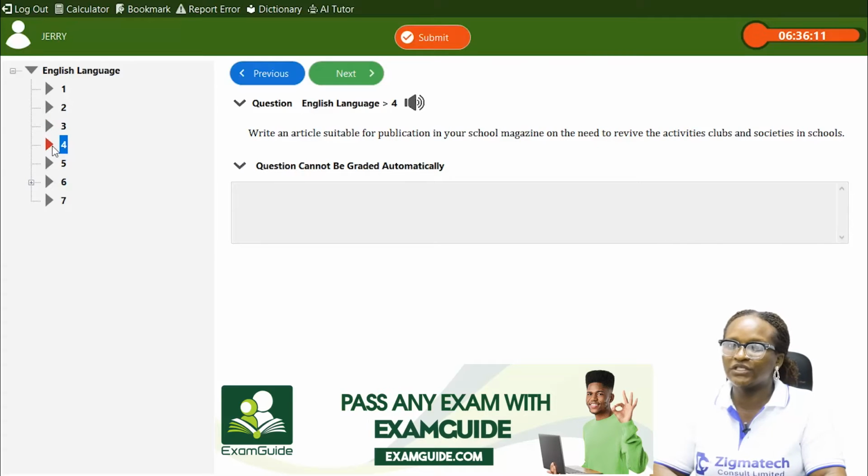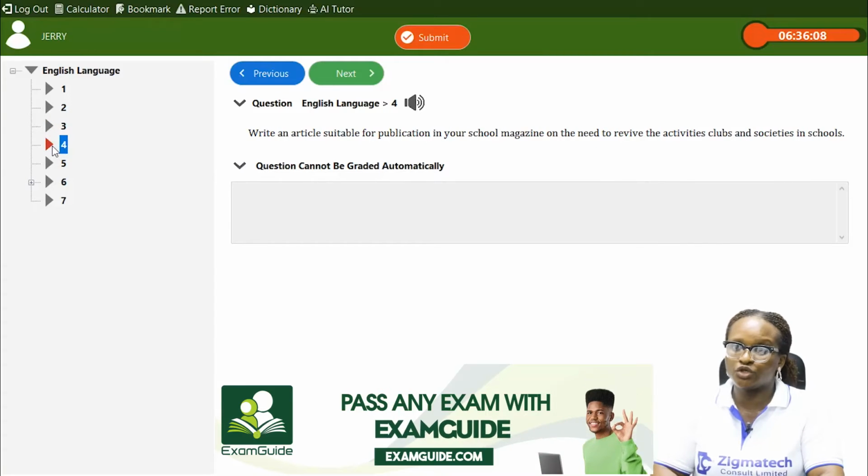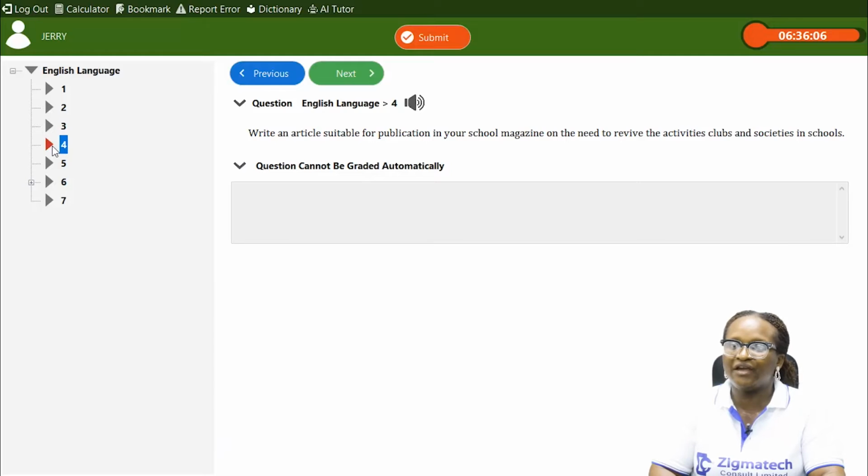Right, so we'll move to the fourth one, which says write an article suitable for publication in your school magazine on the need to revive the activities, clubs and societies, to restore club activities and societies in schools. Right, so this is an article. Most times articles are more like essays. What do you do if you want to write your article? You have to research, but being that you're in an exam condition, your brain has to do the work. You need to rack your brain to know how to revive the club activities and societies in your school.